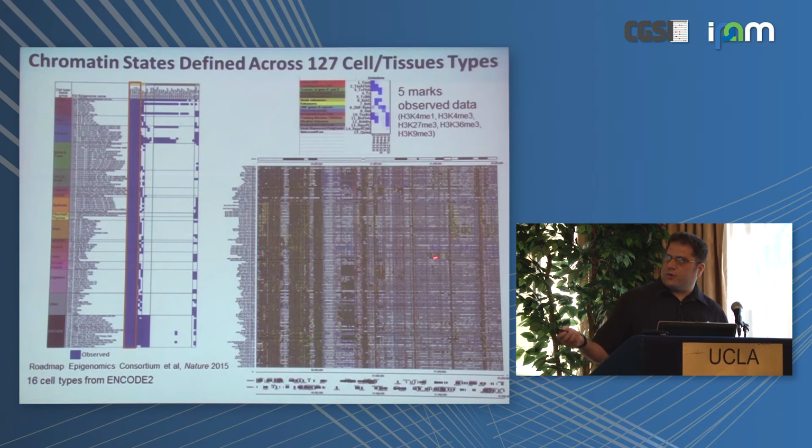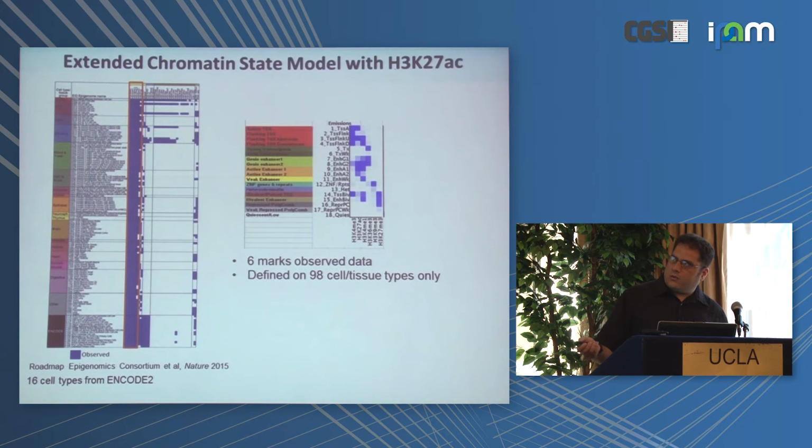And then this is showing you a screenshot of the chromatin state annotations based on a model learned with 15 states based on these 5 marks. And then we had another model which we added an additional mark, H3K27 acetyl, which can be associated with more active regulatory elements, but that was only mapped in 98 cell or tissue types. So the chromatin states were defined on those 98 for which we had data based on the 6 marks.